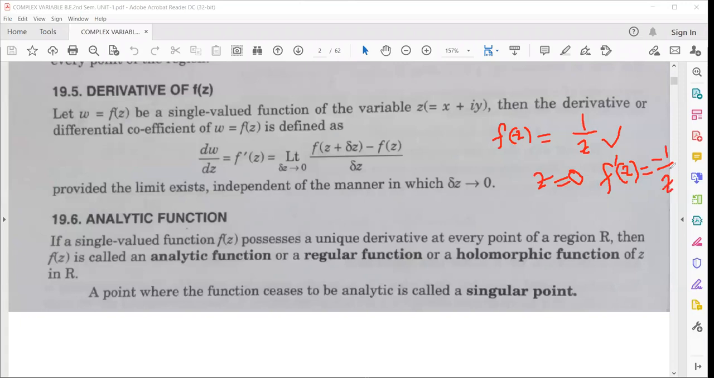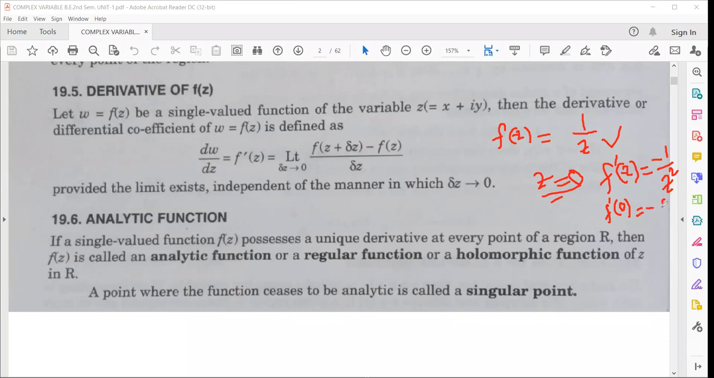Now we need to check at this point whether the derivative of this f(z) exists or not. So simply you put z equal to 0. That is f dash of 0. So f dash 0 equals how much? Minus 1 upon 0 square. So 0 square is 0. So minus 1 upon 0, how much? Not defined.